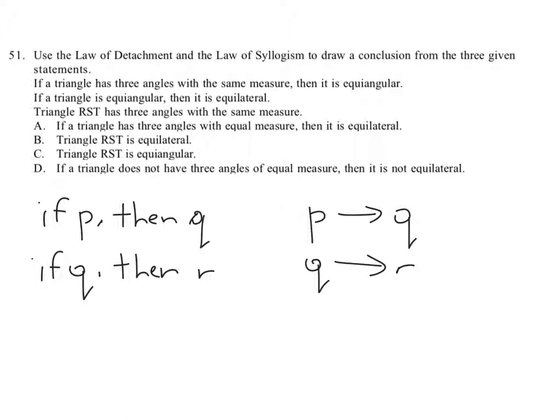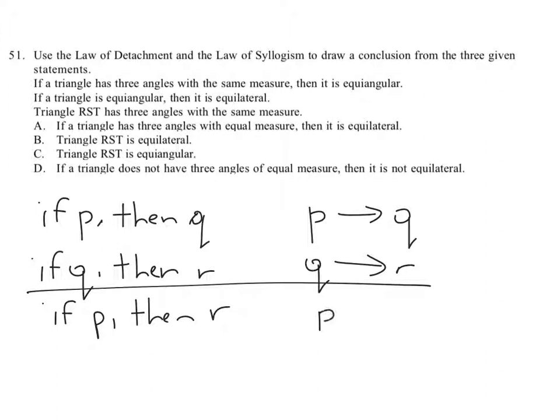Okay, and let me get all the green out of there and just write it in black. So that turns into if P, then R, or P implies R. Okay. So what's the next part of it? Well, that's the law of syllogism.